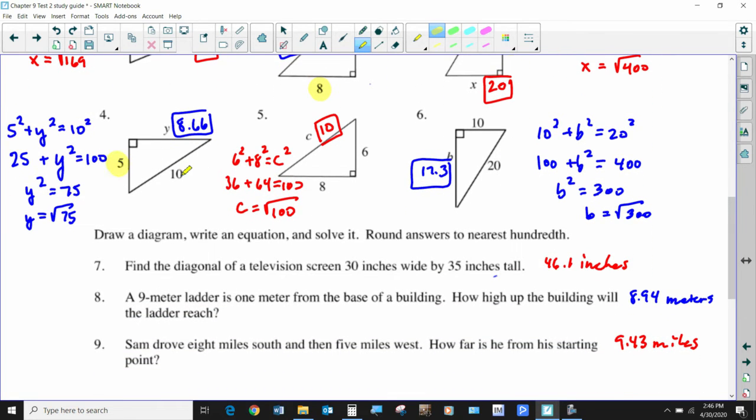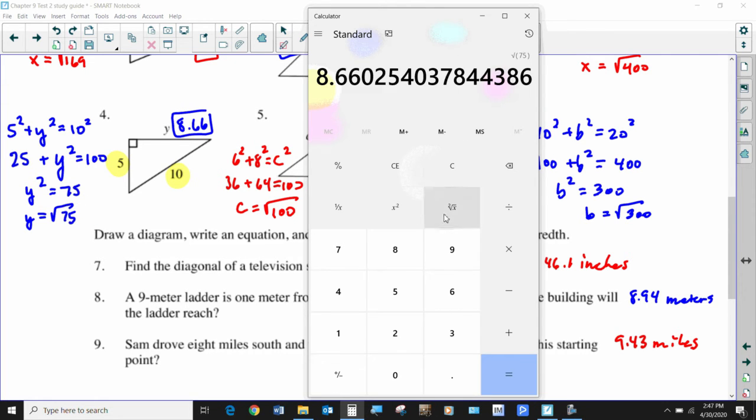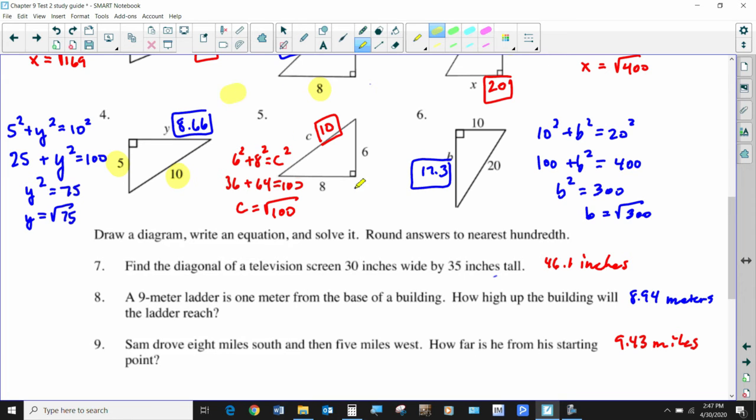Once again, here you've got a leg and the hypotenuse, so you're going to take c squared minus b squared to give you a squared. So 100 minus 25 is 75. So this length has to be the square root of 75, which is going to be somewhere between 8 and 9, since 8 squared is 64 and 9 squared is 81. So when you actually do the calculator function, square root of 75, 8.66, you may have rounded that up to 8.7.